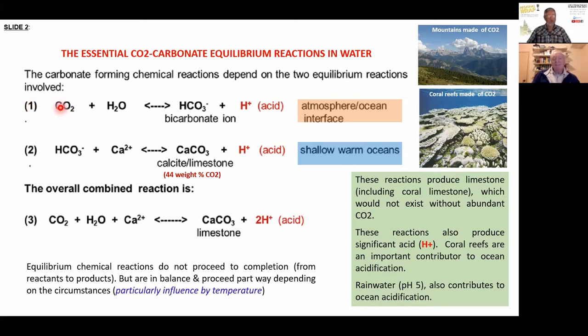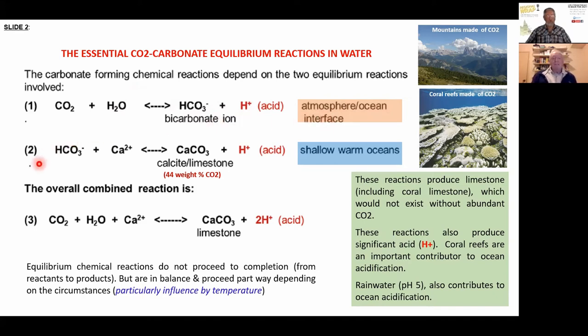Carbon dioxide in the air reacts with water, and this is at the ocean atmosphere interface, to produce this dissolved species here, which is called the bicarbonate ion, plus one hydrogen ion, which is acid. So that's the reaction that happens as atmospheric carbon dioxide dissolves in water. It forms that soluble species and produces a hydrogen ion. So it's producing a bit of acid in the process. Now that happens at the atmosphere-ocean interface.